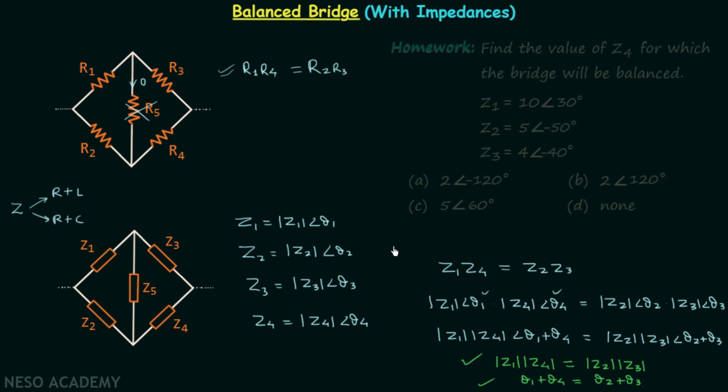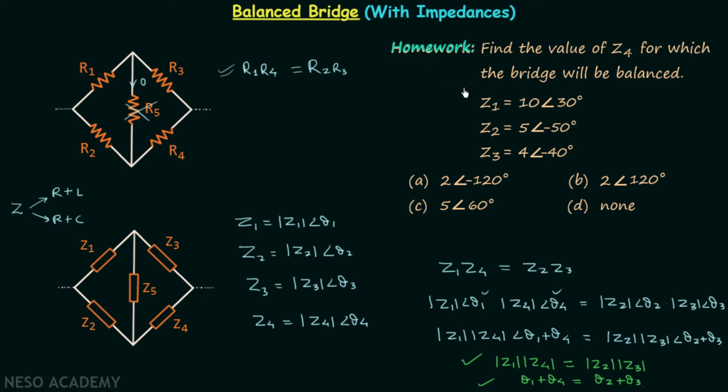And now I will give you one homework problem based on our discussion. Here we need to find the value of Z4, for which the bridge will be balanced. Z1 is given, magnitude is 10, angle is 30 degrees. Z2 is given, magnitude is 5, angle is minus 50 degrees. And the third impedance is also given. Magnitude is 4 and the angle is minus 40 degrees.